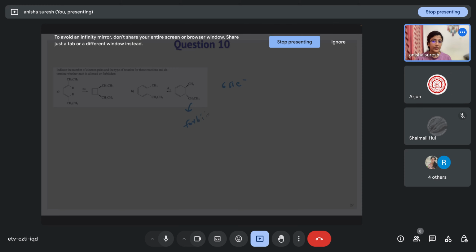Yes. So a 4n plus 2 pi electron system will follow disrotation under thermal conditions. So if it is moving in this fashion, as we have seen here, the methyl group will be going above the plane and the ethyl group will also be going above the plane. So the actual product we should get is both above the plane or both below the plane. So the product they have given is incorrect. So this reaction whatever they have given is forbidden according to the Woodward-Hoffmann rule.